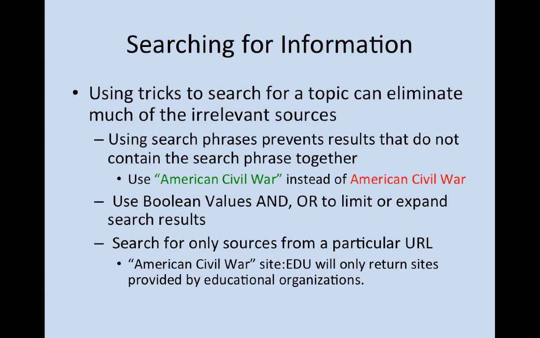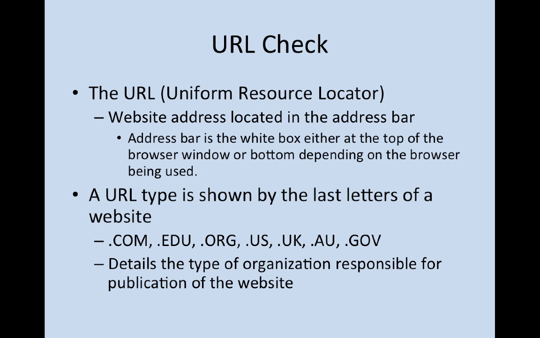Lastly, it's possible to limit a search to list only sources from a particular URL type, such as .edu. This will help complete a significant portion of the evaluation process before you need to open a site. You may be asking yourself, what is in a URL? And why is it helpful to only list sources from a particular URL?